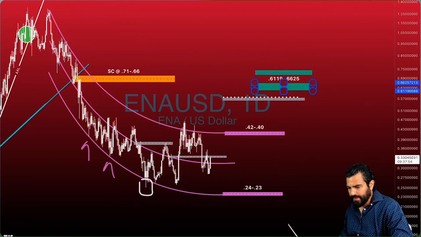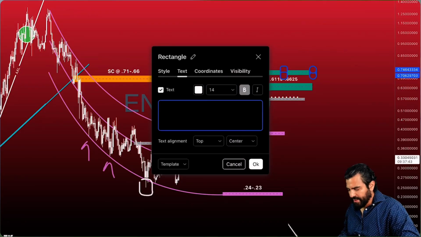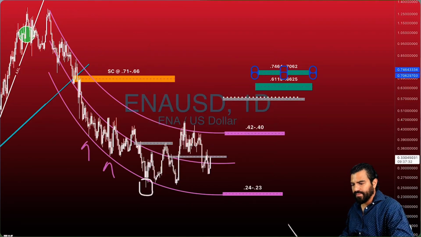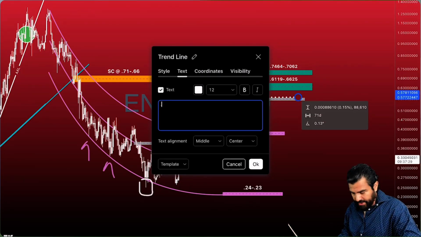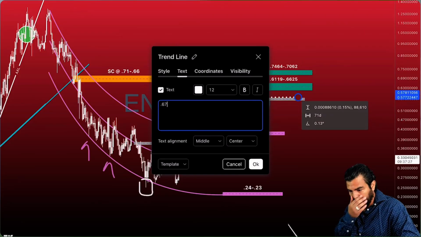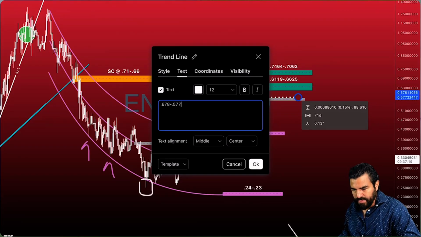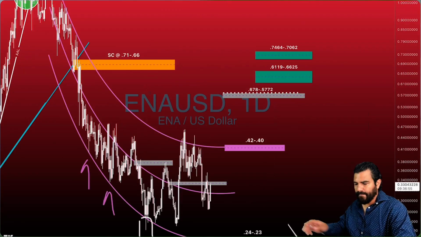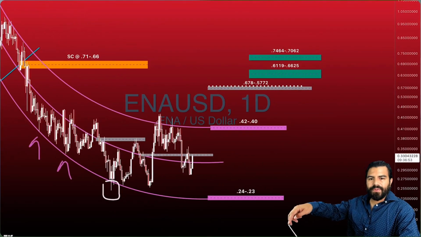66.25. I also want to be paying attention to 74 cents, 74.64, and 70 cents, 70.62 to be exact. I'm going to be looking at 57, 57.8 to 57.72. Okay, those are going to be some important points.